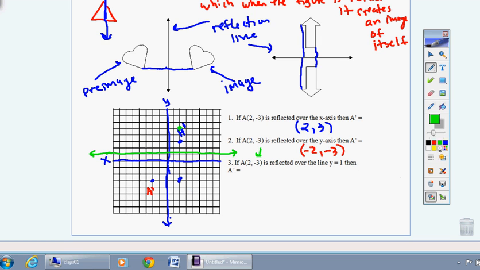So if I need to figure out where that point is, again, I'm going to start at the origin. I'm going to go 1, 2, and then up 1, 2, 3, 4, 5. So this point would be at 2, 5.